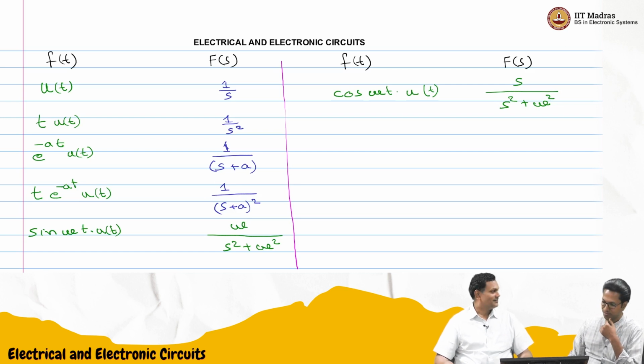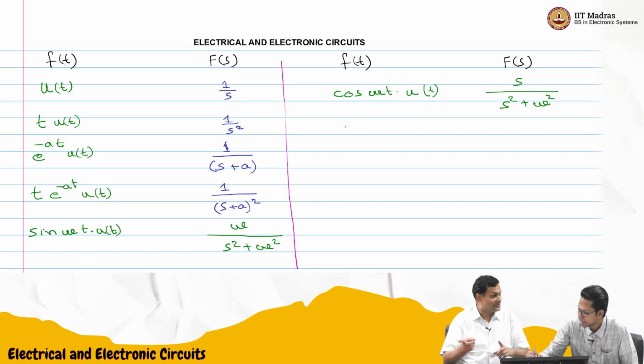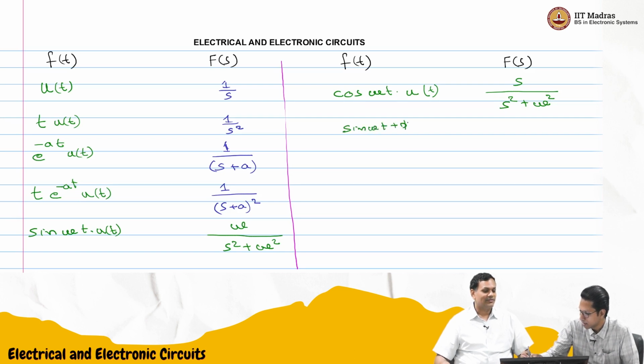What is that? See, usually in circuits we will have some phase also. That's true, we saw phasors, they come with phase angle and so on. So if I have sin of omega t plus phi, u of t.